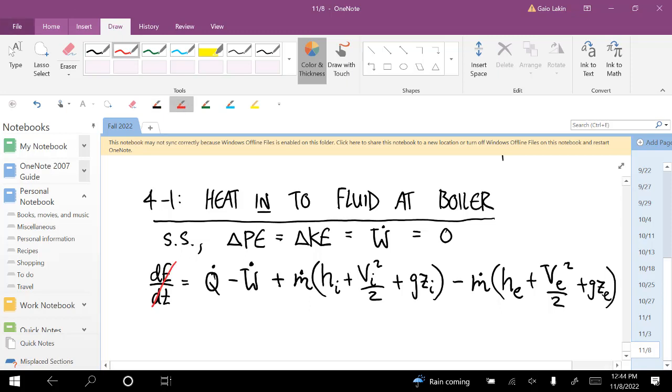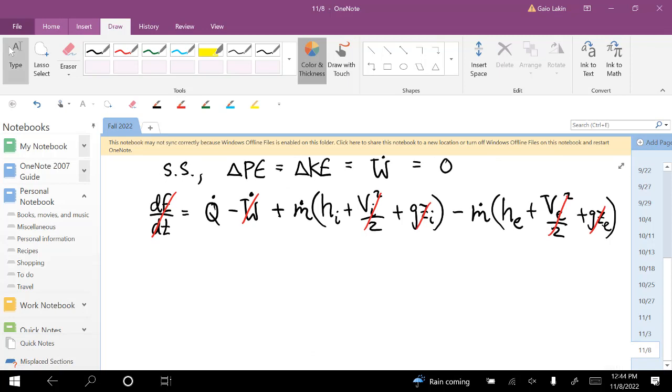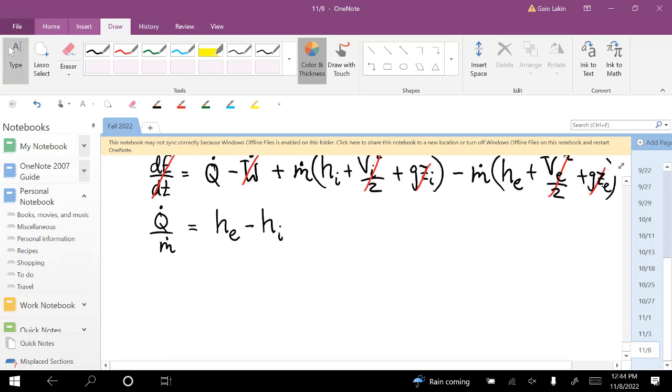Make the cancellations. No W dot, no potential or kinetic energy. And you get that Q dot over m dot is equal to he minus hi. At the boiler, we have QB dot positive if it's coming into the working fluid.